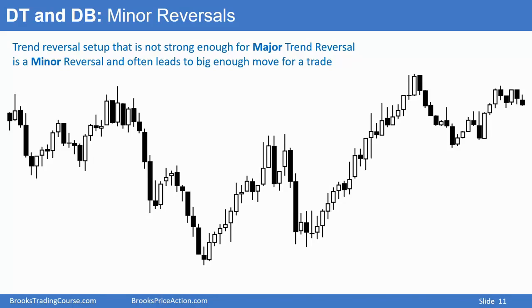Anytime there's a trend reversal and it does not look particularly strong, not enough bars, it's probably a minor reversal and not a major reversal. However, minor reversals can often lead to big moves, at least big enough for a scalp, and often big enough for a swing trade. Sometimes a minor reversal becomes a major reversal. When there's a minor reversal, like here, or even here, it's usually followed by an attempt at trend resumption. And a minor reversal, therefore, is usually a leg in a trading range or in a flag.